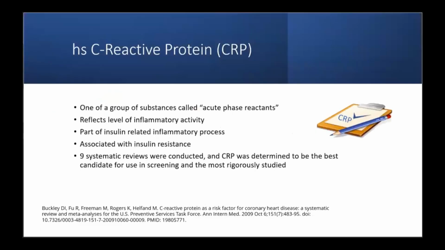C-reactive protein. Really good marker to use, right? It's an acute phase reactant. Also, ferritin is an acute phase reactant. Ceruloplasmin, acute phase reactants. It's part of the insulin-related inflammatory process associated with insulin resistance. In 9 systematic reviews, CRP was determined to be the best candidate for use in screening and the most rigorously studied for inflammation.